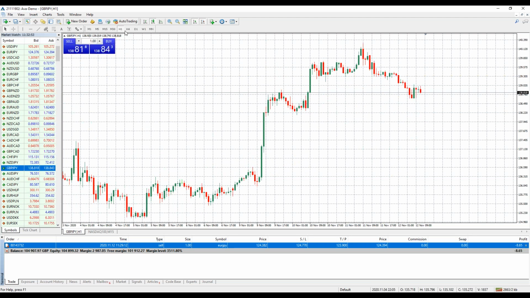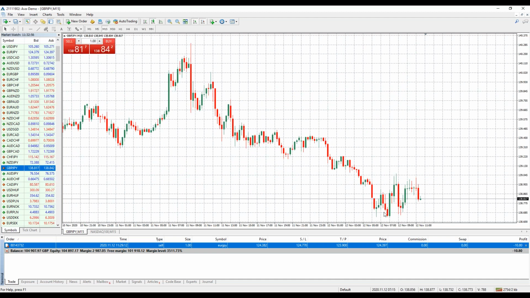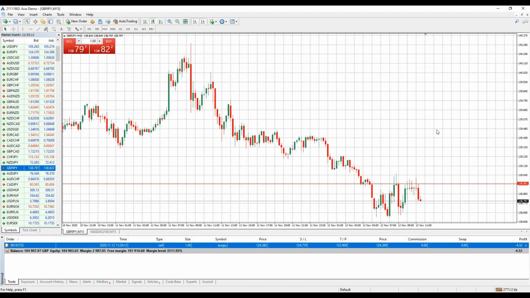Also, the pound tried to climb and found resistance, right? Here's the resistance. The pound dropped. It tried to come up, found resistance, dropped. Found resistance, dropped. So we could be selling on GBP/JPY, the same as we're selling on EUR/JPY, for the same reasoning.